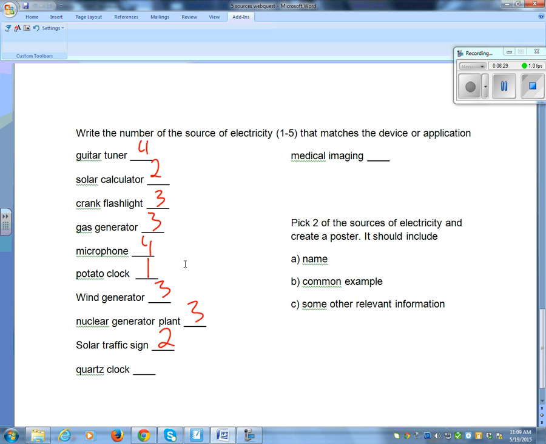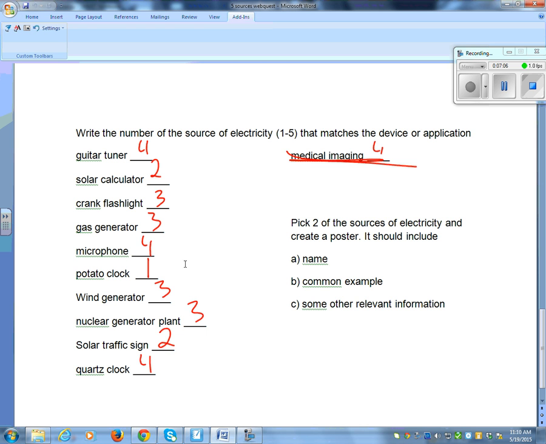A quartz clock, 4, piezo. You know those watches that you don't need to wind, you just shake, right? You're applying a stress to the crystal and shaking it, creating electricity. You don't need to wind it, you don't need a battery in it. Good for camping. Did anyone come up with the last one, medical imaging? I don't actually know. I'm going to get rid of that one.